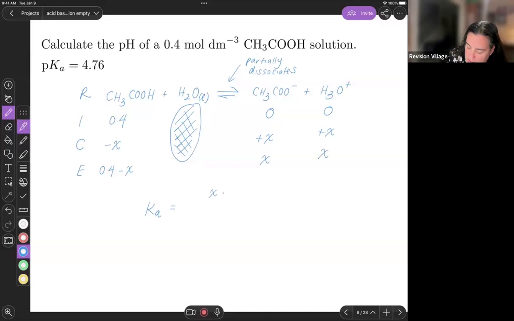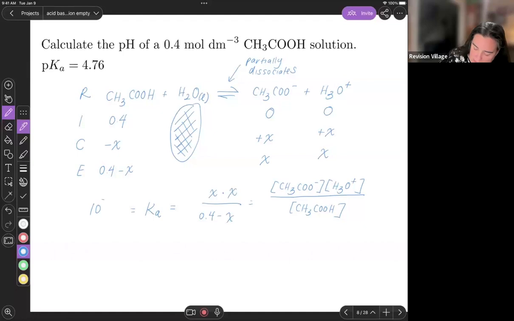the equilibrium constant expression. It's going to be equal to the concentration of the base, that's the first product, which was X, times the concentration of hydronium, that's also X, divided by the concentration of the acid, ethanoic acid. It's also equal to 10 to the minus 4.76.